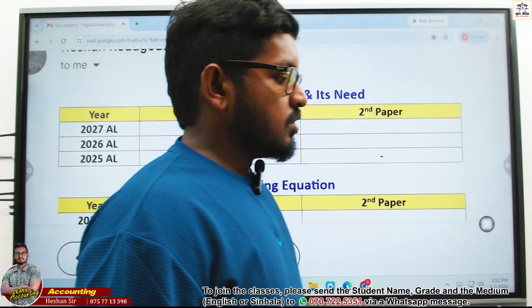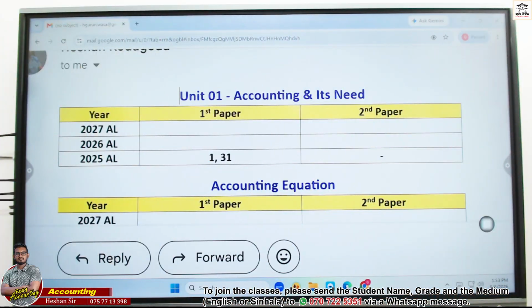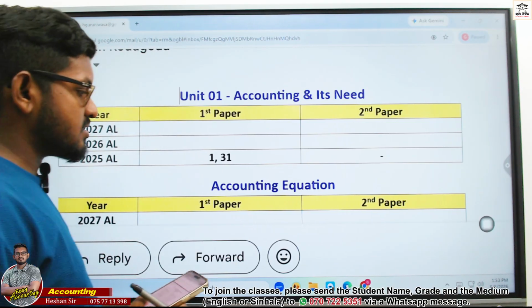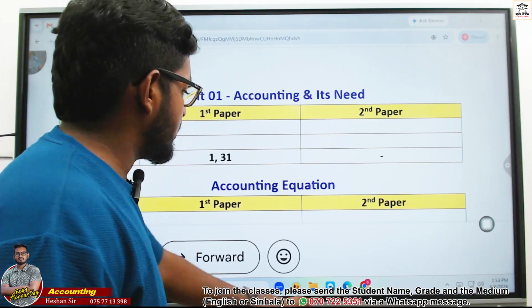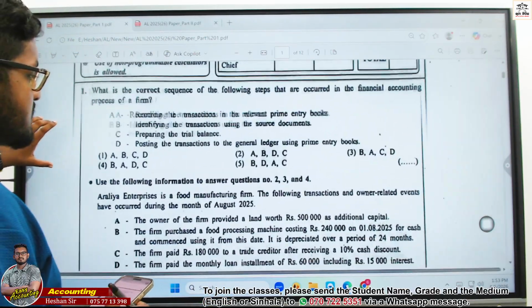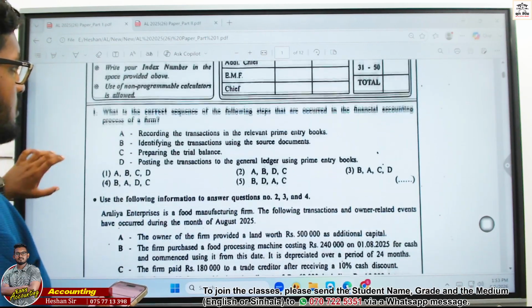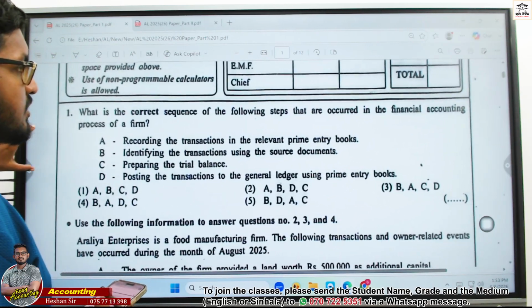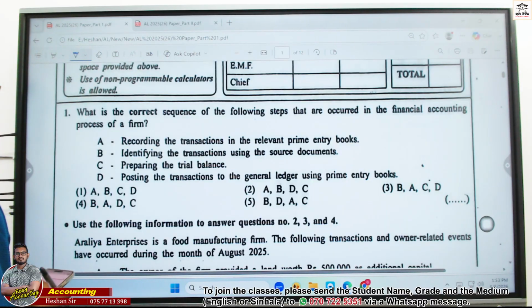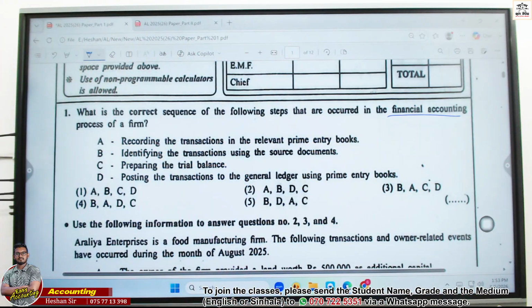Okay, so let's see. First of all, let's start from accounting and its need. Our unit 1 questions, right? Question number 1 and 31 in 2025 A level. Question number 1, let's see. What is the correct sequence of the following steps that occur in the financial accounting process of a firm? Financial accounting, correct steps they are asking, right?